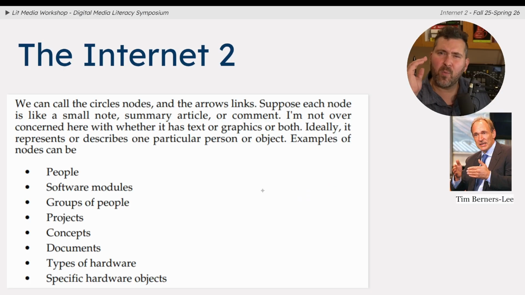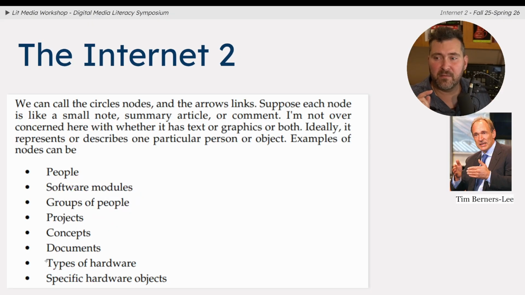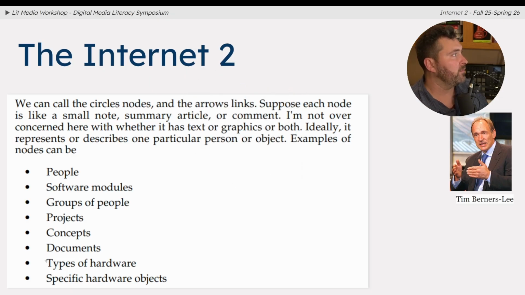And so he's talking about what if we could just have something that could be anything? It could represent people. It could represent some kind of software modules, things that you would use for software engineering and writing software. It could represent groups of people or projects or concepts or documents or types of hardware or specific hardware objects. What if you could just have one kind of thing that can represent any of these things and make references to them?